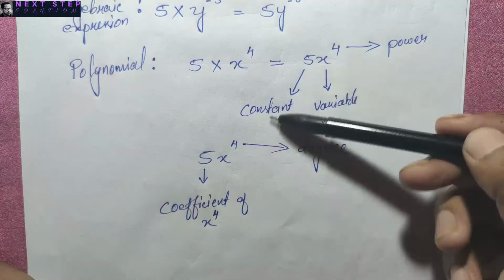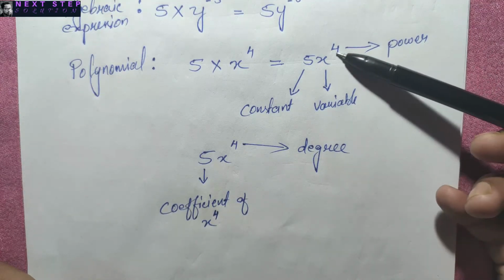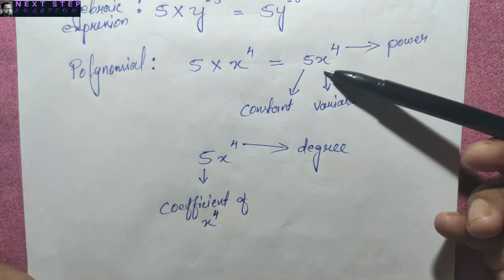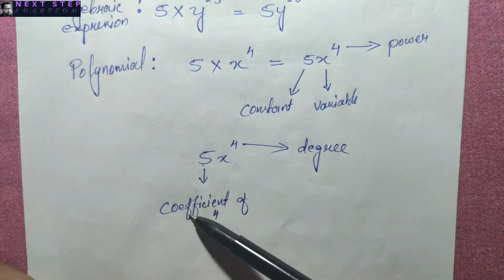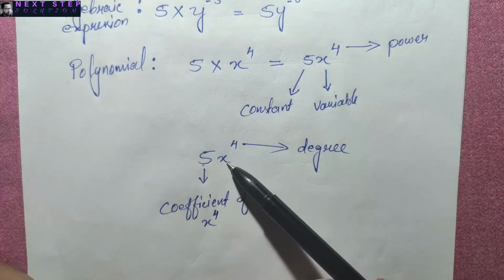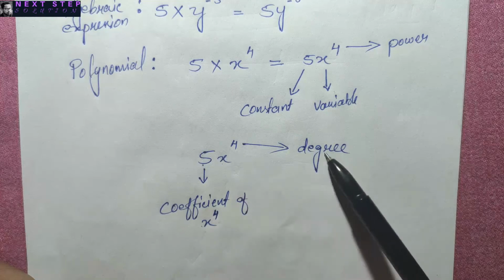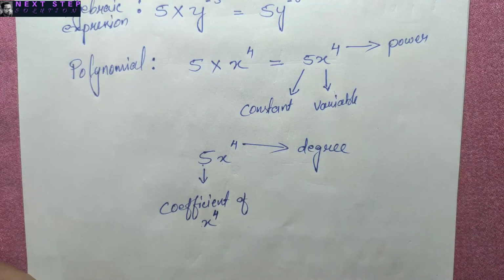Don't get confused. When we take them individually, we call this the power. You have studied it earlier in junior class that this is called the power, this is called the variable, and this is called the constant. And when all this comes together, it becomes a polynomial. And in the polynomial, we call the number the coefficient of the variable. Whatever variable is here, we call it the coefficient of x, or the coefficient of y, or the coefficient of p or q, anything. This number is called the coefficient of x to the power 4. The power is called the degree, and this thing is called the variable. It does not change.